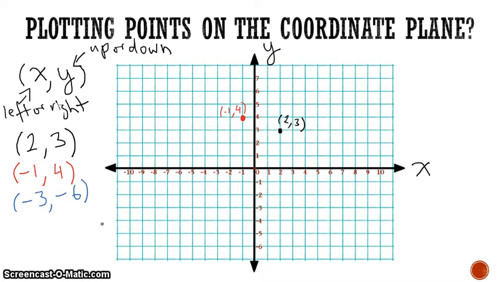Okay, so -3, -6. They're both negative. The first number is left or right. Since it's negative, we're going to go left. So we're going to go 1, 2, 3. So there's my -3.